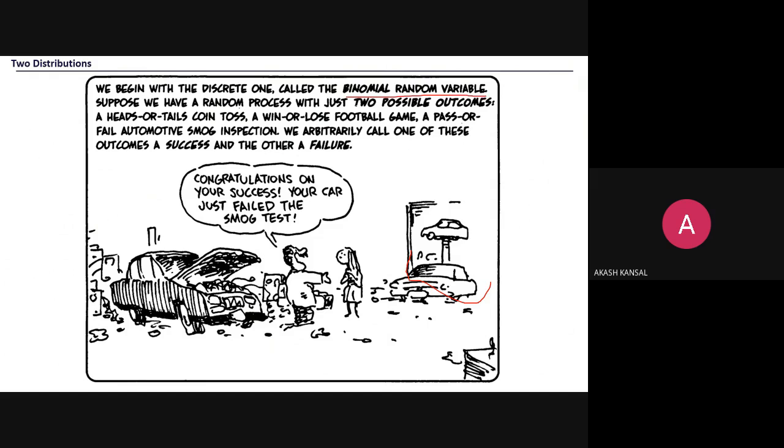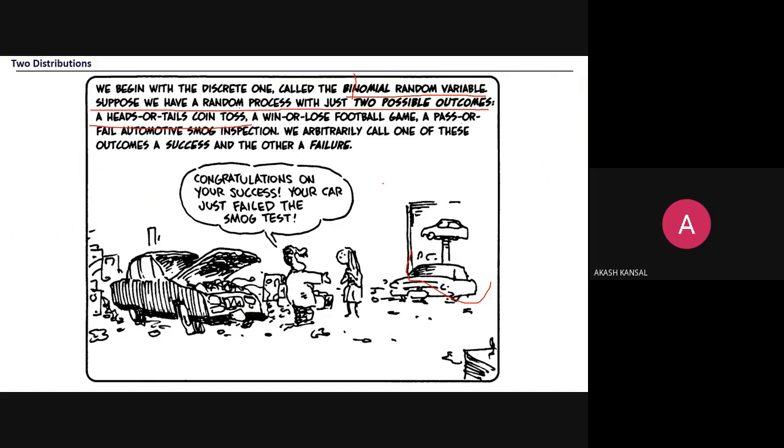So binomial, as the name suggests, means two outcomes, basically, right? Whenever we have two outcomes of a random variable, it's a binomial random variable, right? So there is a random process which has just two possible outcomes: heads or tails in a coin toss, win or lose in a football game, pass, fail, and so forth. This is a binomial random variable itself.